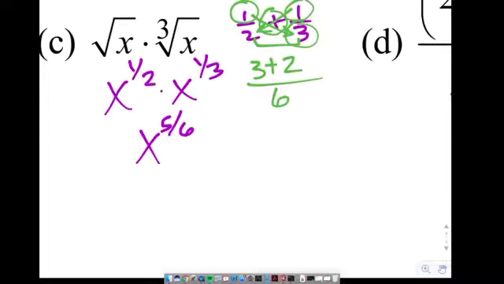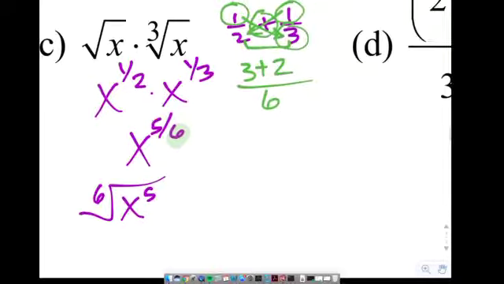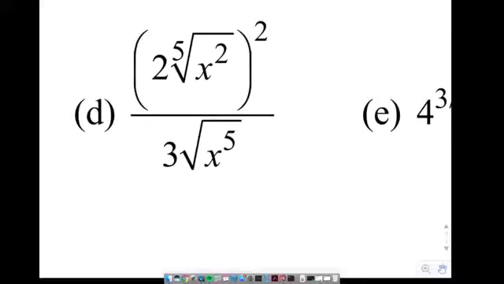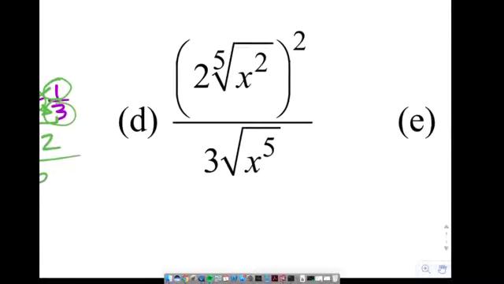Good, good. 6 is in the denominator where the roots grow, so 6 is the root, square root of x to the 5th. So there it is back in radical form. All right. Questions on that one? Crisscross applesauce. Letter D. Woo! Okay. These get interesting in a hurry.